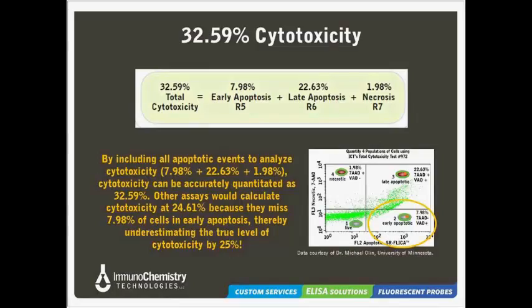Other assays would calculate cytotoxicity only at about 24% because they would miss that lower 7.9% of cells that are in early apoptosis in the lower right, thereby underestimating the true level of cytotoxicity by about 25% of your total dying cells. ICT's total cytotoxicity and apoptosis detection kit is really the most accurate method to quantify cytotoxicity because it includes those cells in early apoptosis.